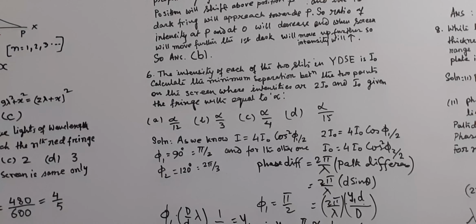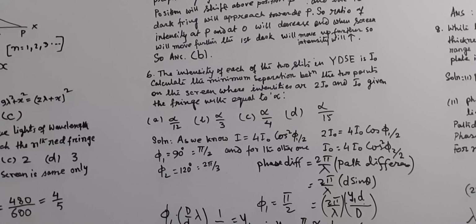The intensity of each of the 2 slits in YDSE is I naught. Calculate the minimum separation between the 2 points on the screen where intensities are 2 I naught and I naught. The fringe width is provided, that is alpha.